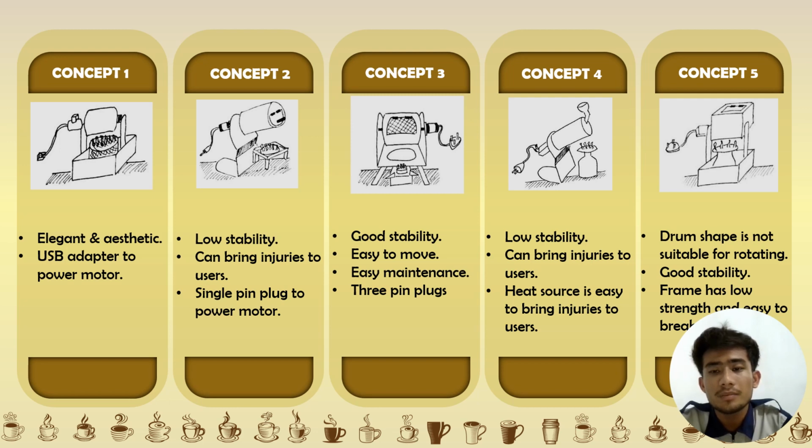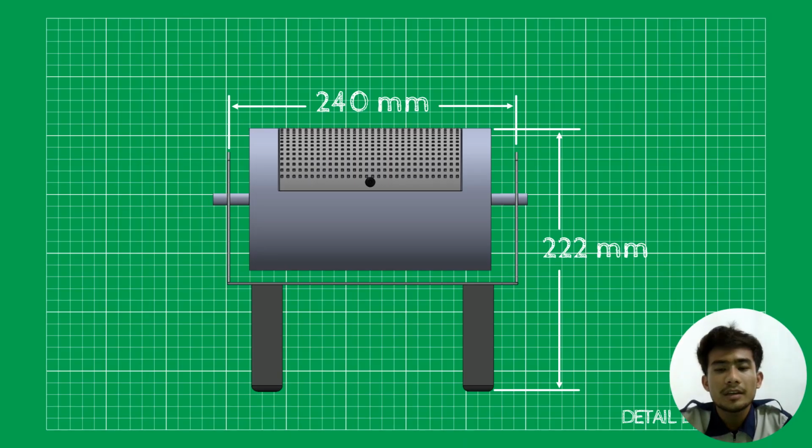The fifth concept's drum shape is not suitable for rotating as it has a rectangular shape, but it has good stability. The frame is low, strong, and easy to break. The next one is the detailed drawing of my product. You can see my product height is at least 222 millimeter, while the width is 240 millimeter.